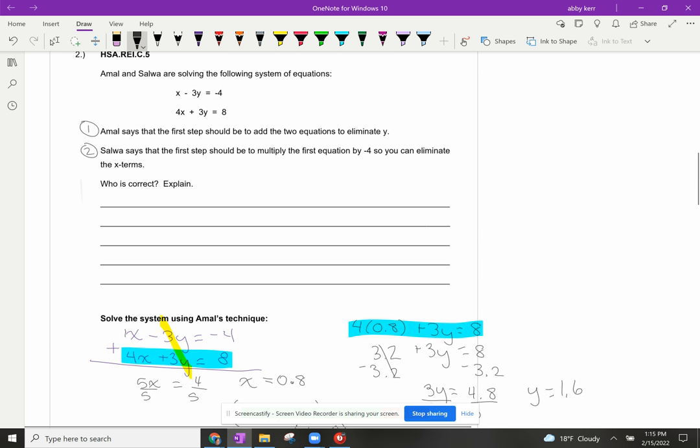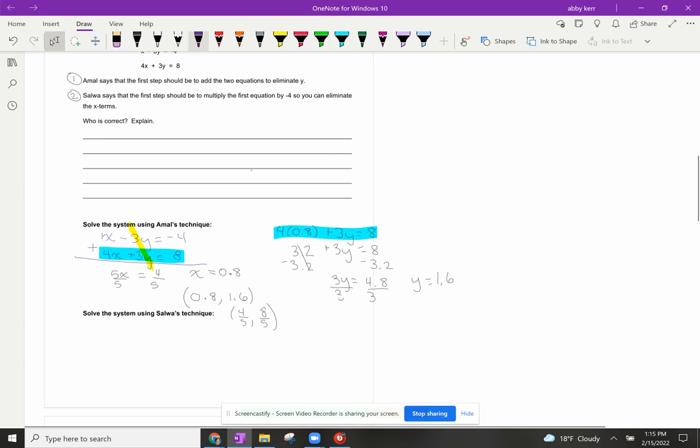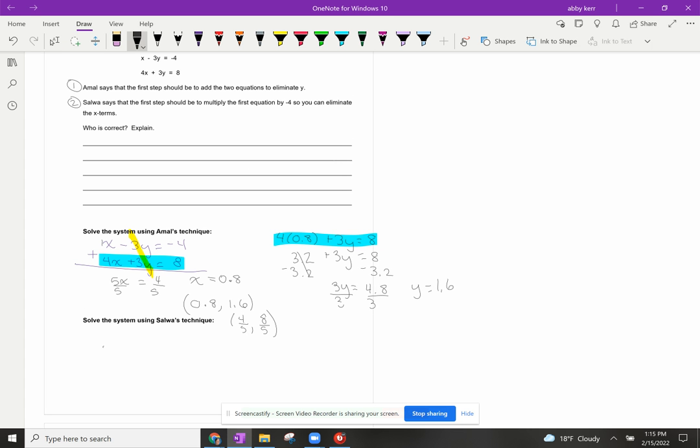Now for Salwa, it says the first step should be to multiply the first equation by negative 4. So let's try that out. We have x minus 3y equals negative 4. And we have 4x plus 3y equals 8. So it says that we should multiply the first equation by negative 4. The reason why, look it creates opposites. This was already a positive 4x, and now we have a negative 4x.